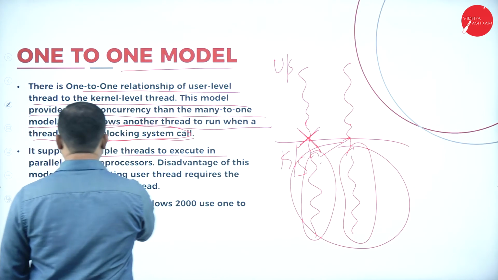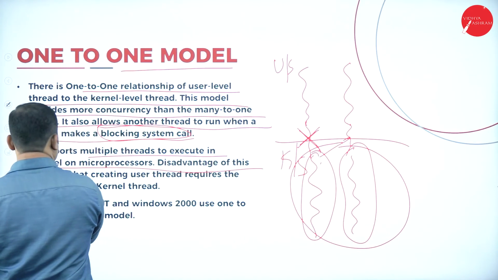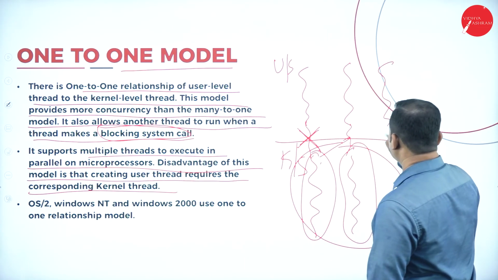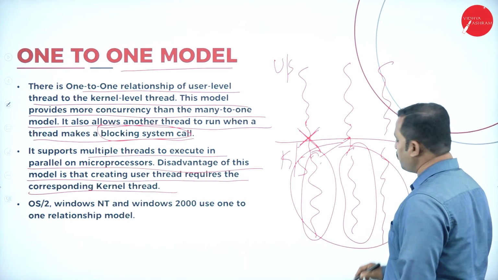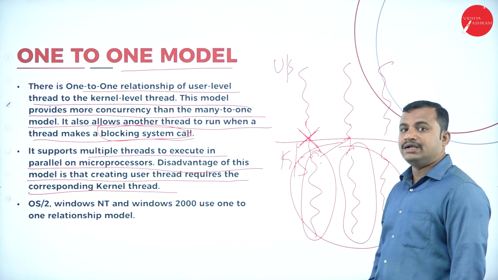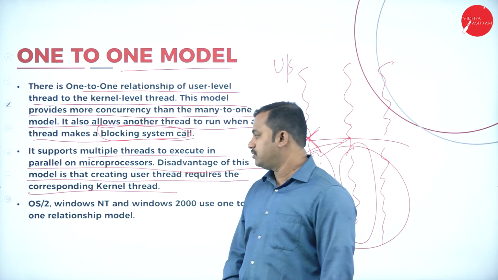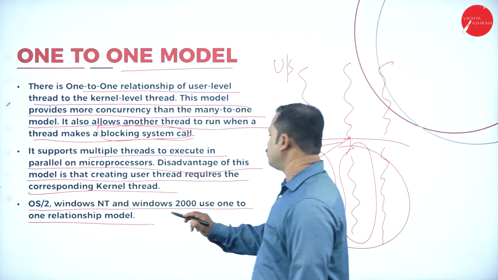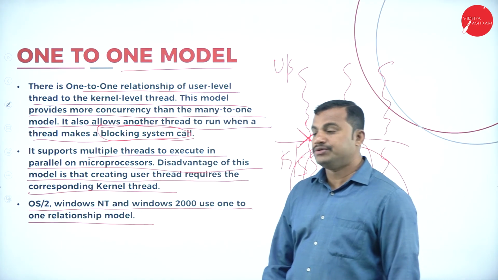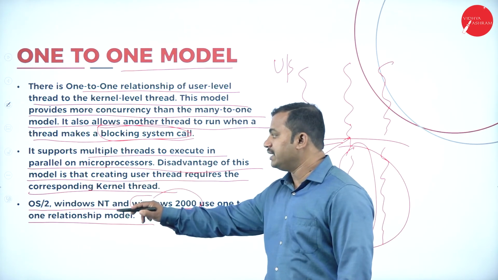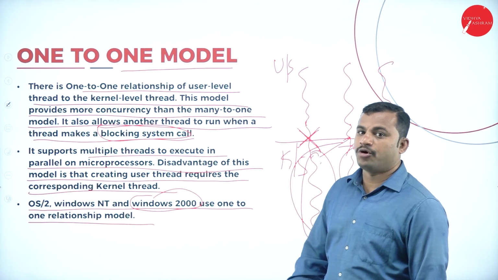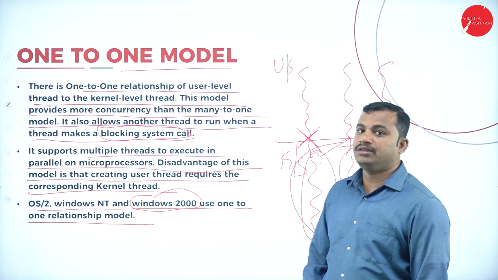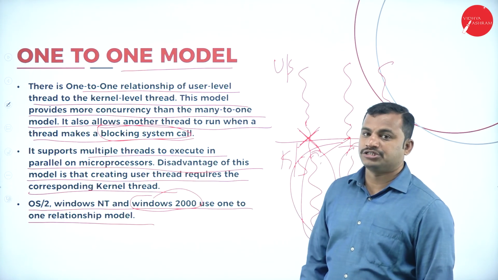Multiple threads can execute in parallel on multiprocessors. The disadvantage of this model is that creating a thread requires the corresponding kernel thread. That is what I am telling here. When one thread is created in the user space, we must have a corresponding kernel thread. That increases the overhead of thread creation. So Windows NT to Windows 2000 use this one-to-one relationship model. In the earlier days, Windows 2000, Windows NT, OS/2, all these operating systems had been using this one-to-one relationship model.